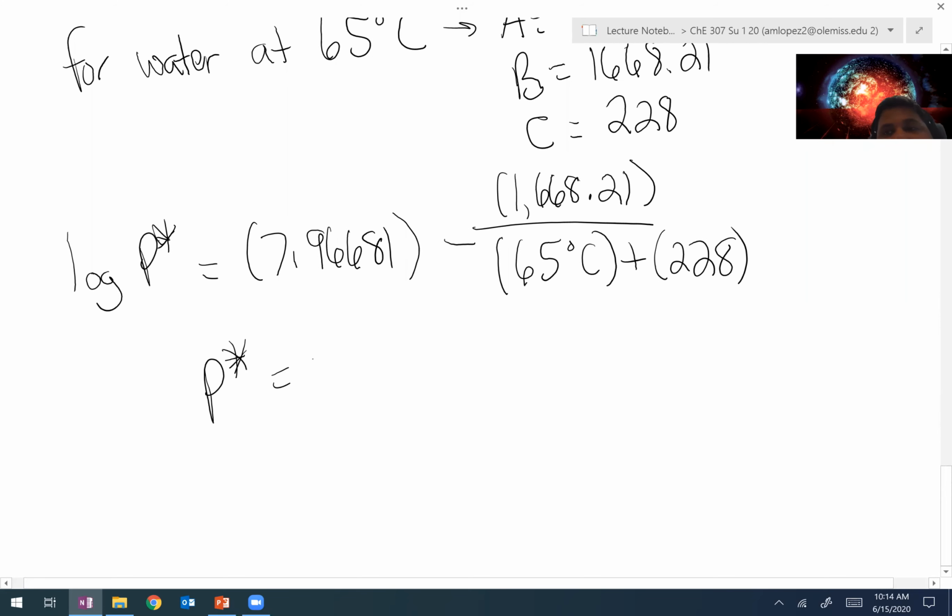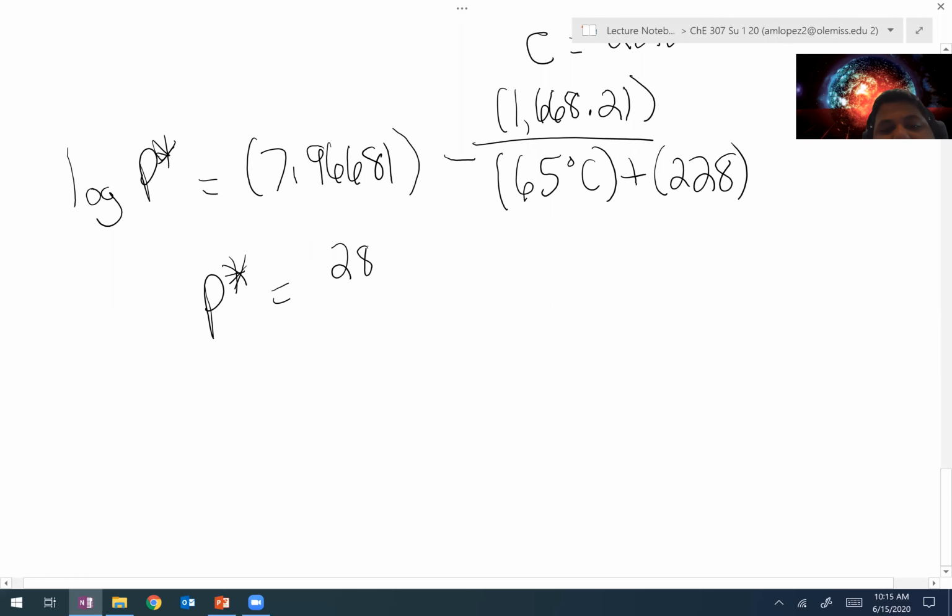So that calculation should give you a pressure of, I believe, about 220 millimeters of mercury. Then we'll double check that real quick. Nope, I was off. 289 millimeters of mercury.